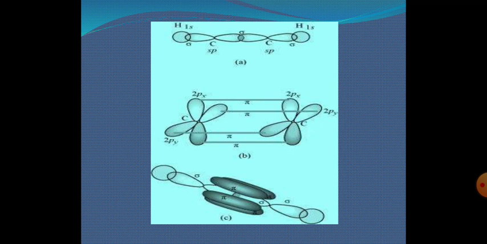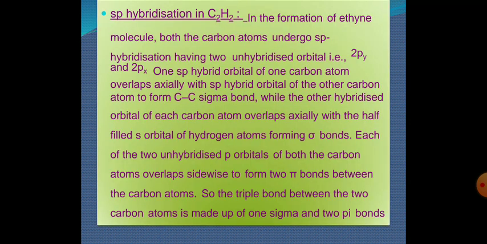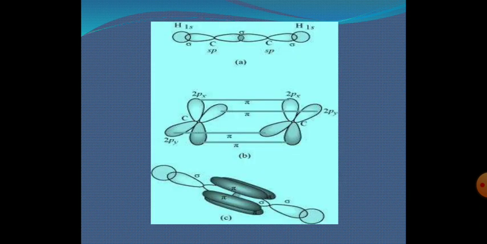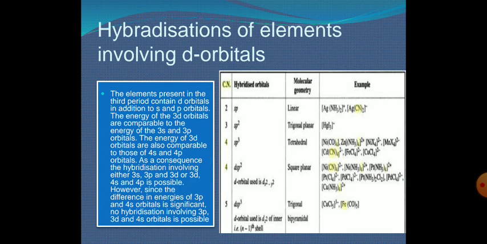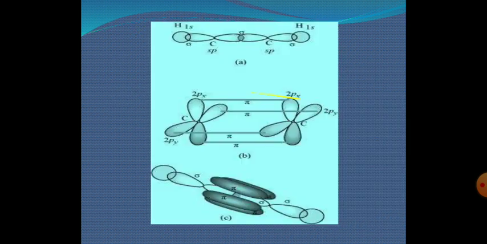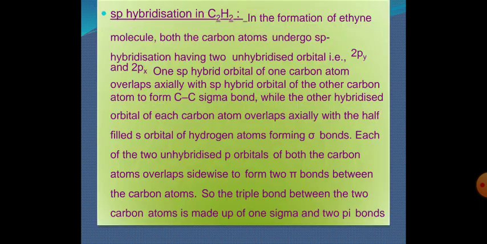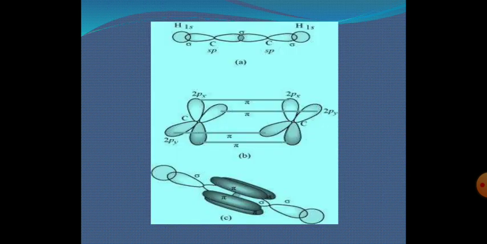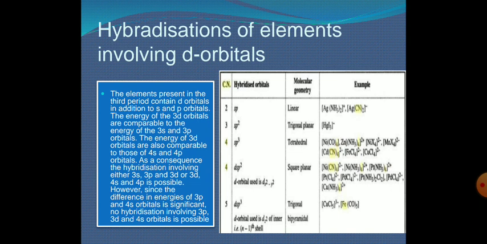They combine laterally, or sidewise. So the triple bond between the two carbon atoms is made up of one sigma bond and 2 pi bonds, which we have already explained. So this is the formation of acetylene, or ethyne. These are the type of questions that may be asked in your exam: Explain the formation of acetylene on the basis of the hybridization concept.